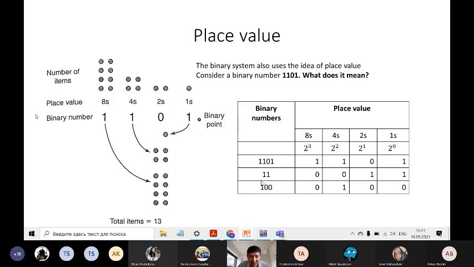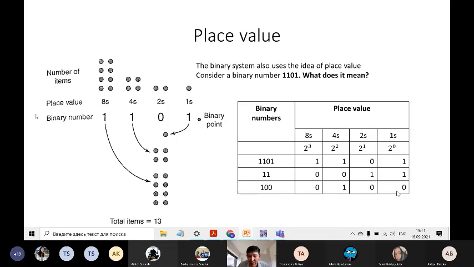For example, here you can see another number, 11. In the first position just 1, here 1, but how many items does it give us? 2, right. So 11 represents what number in terms of decimal? 3.